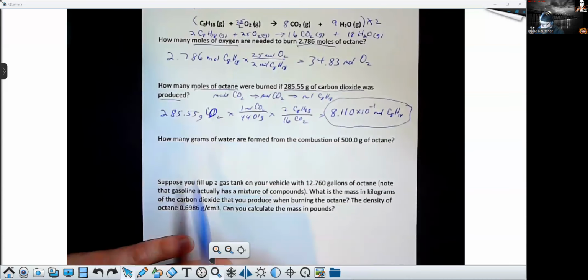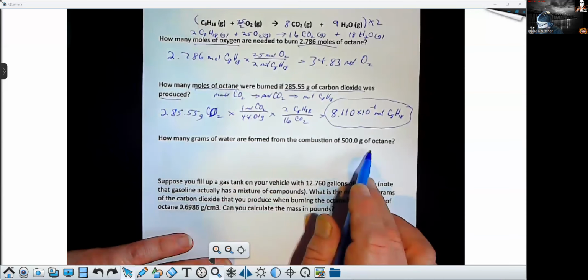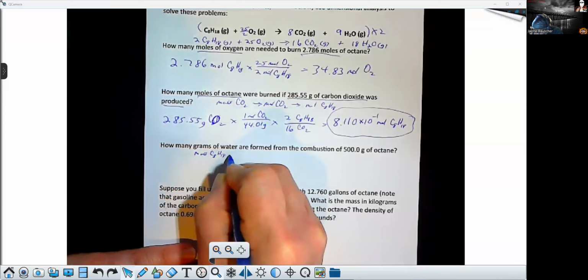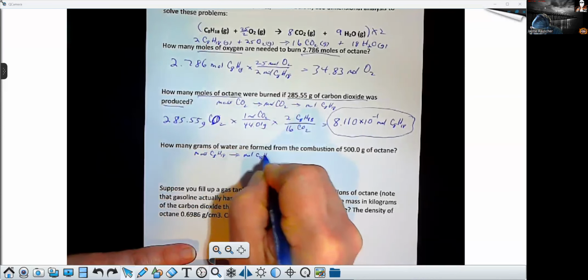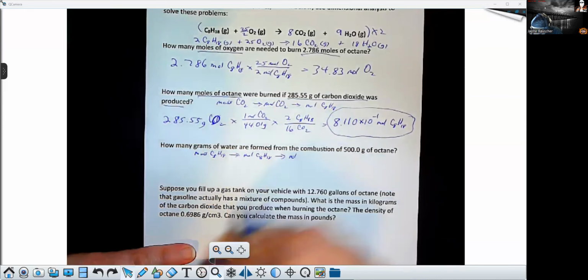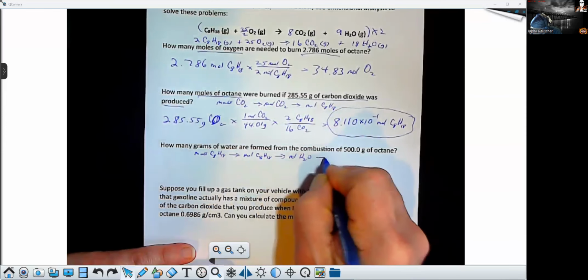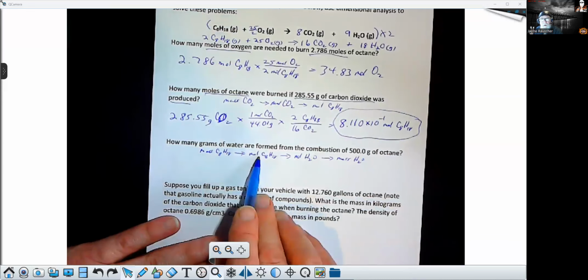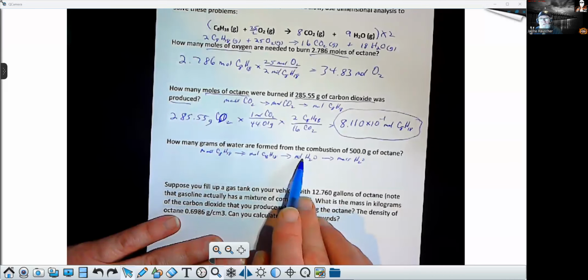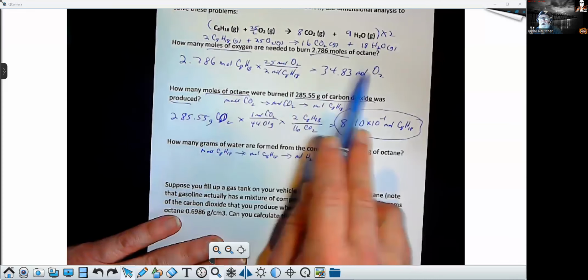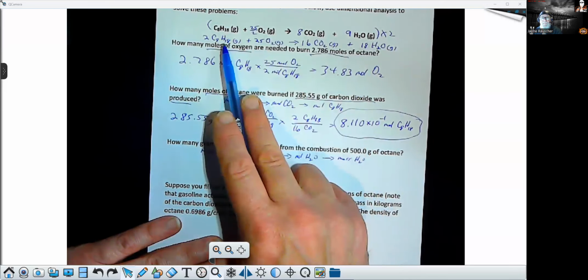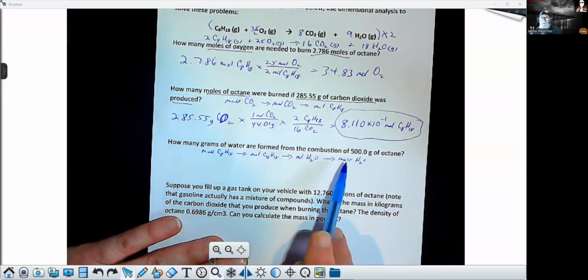All right. How many grams of water are formed from the combustion of 500 grams of octane? Now what we're going to do is go from mass of C8H18 to moles of C8H18 to moles of H2O to mass of H2O. To go from mass of octane to moles of octane, we need to use the molar mass of octane. To go from moles of octane to moles of water, we need to use the mole ratio of water to octane. And then to go from moles of water to mass of water, we need the molar mass of water.